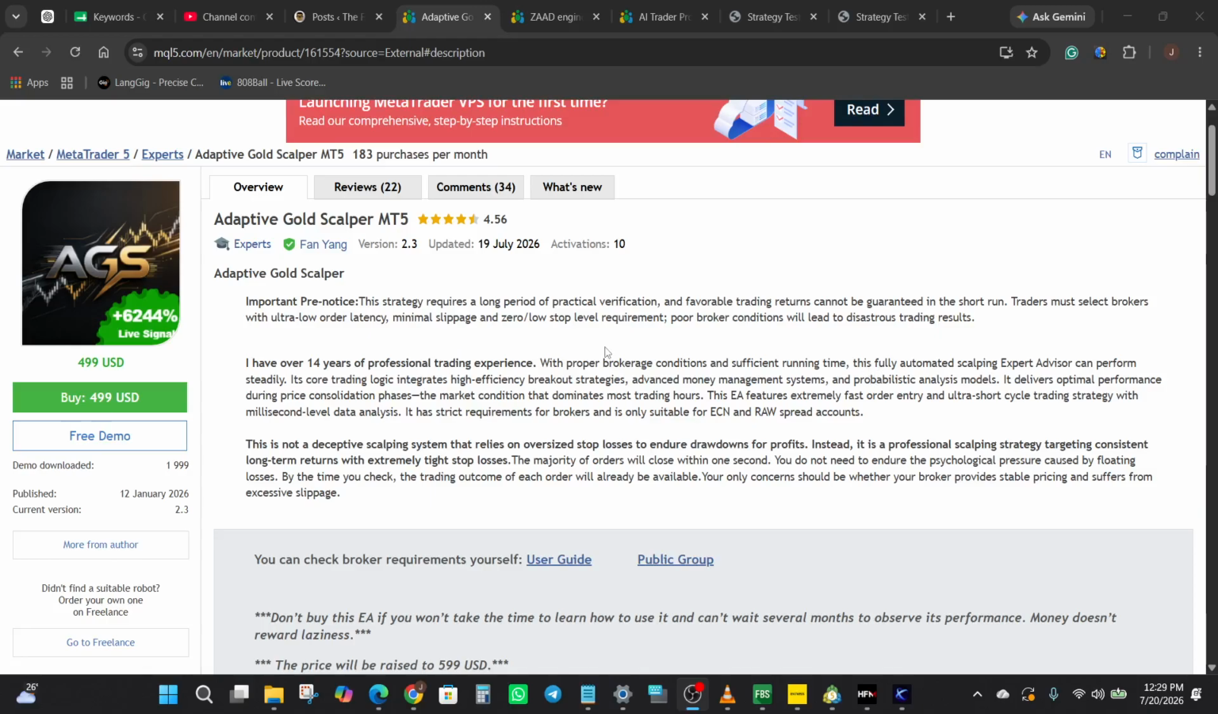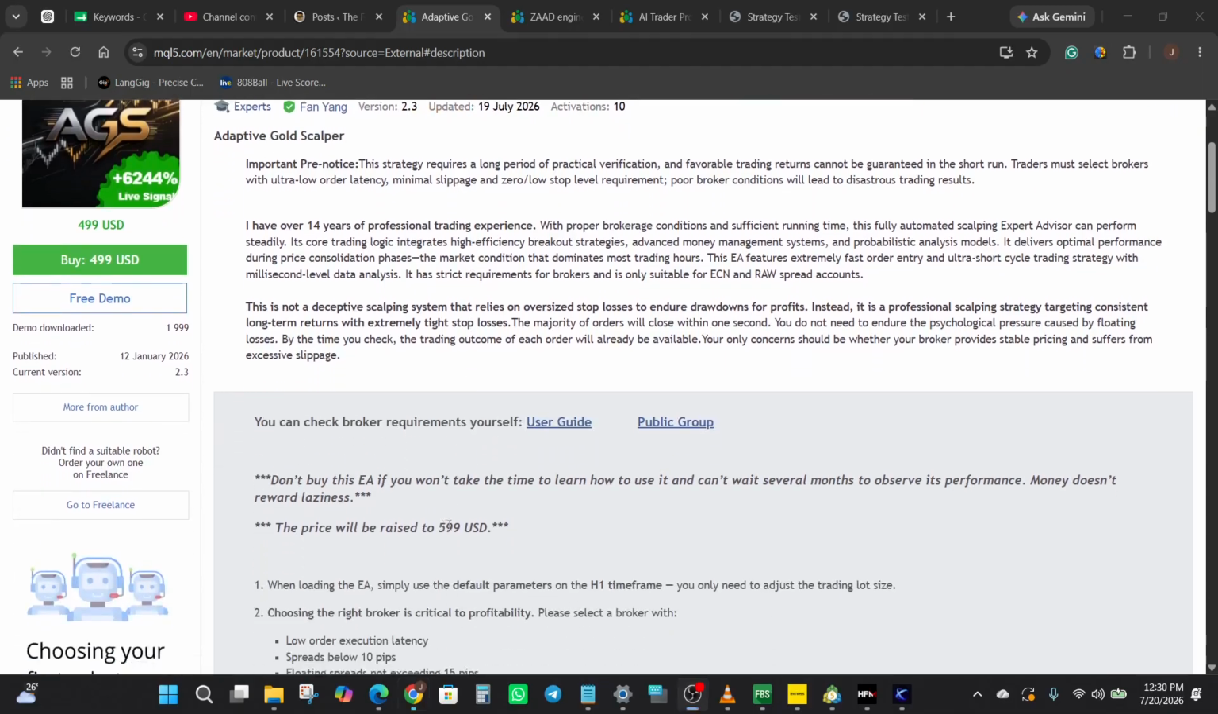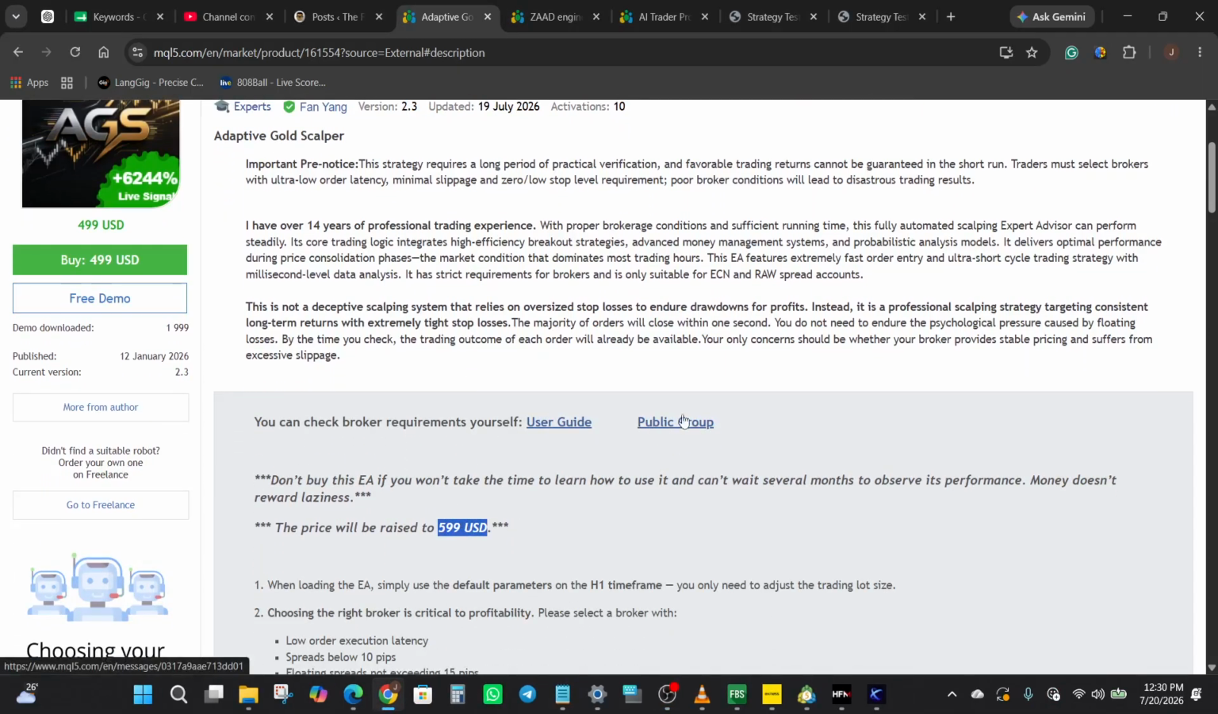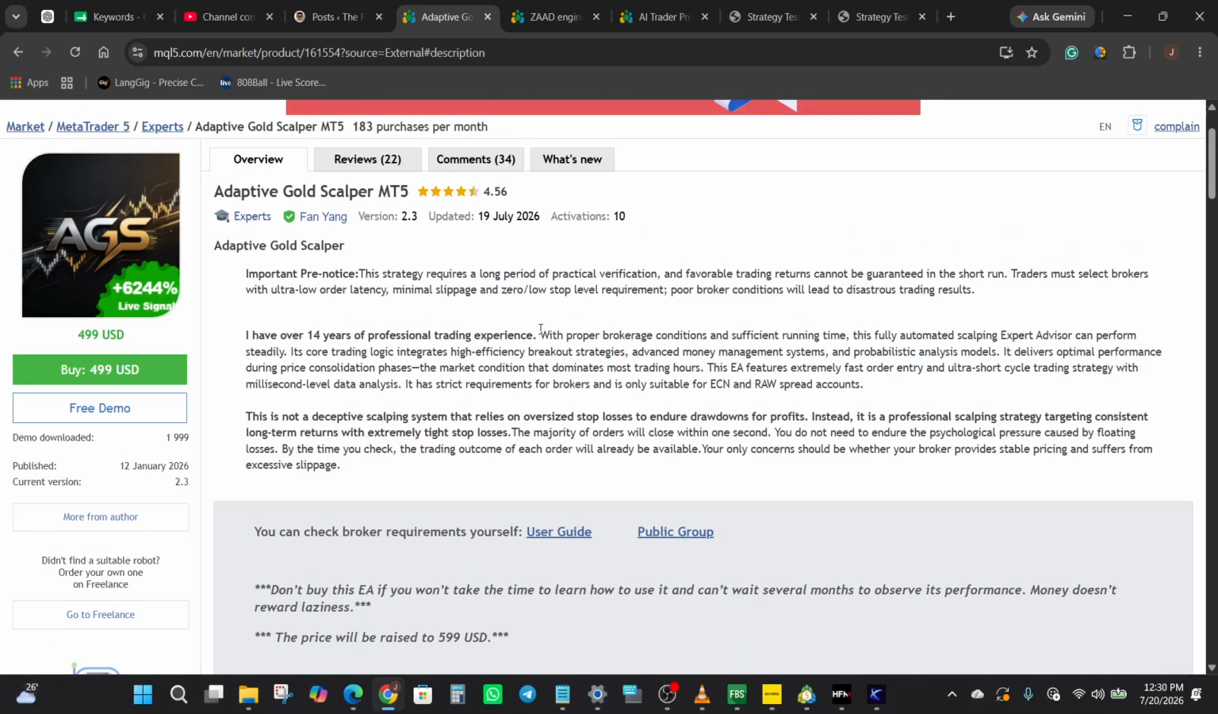In this video, I am looking at Adaptive Gold Scalper, listed for both MT4 and MT5, built by developer Fang Yang, and it's priced at 499 US dollars, with the listing noting that the price is set to rise to 599 US dollars. Okay, scrolling into the listing, there is an important pre-notice right at the top.